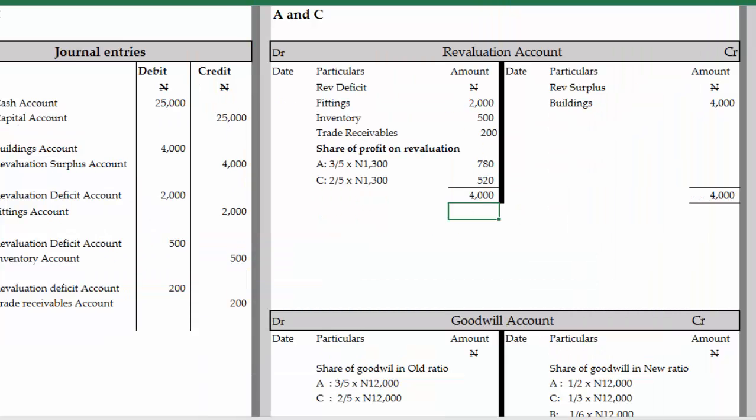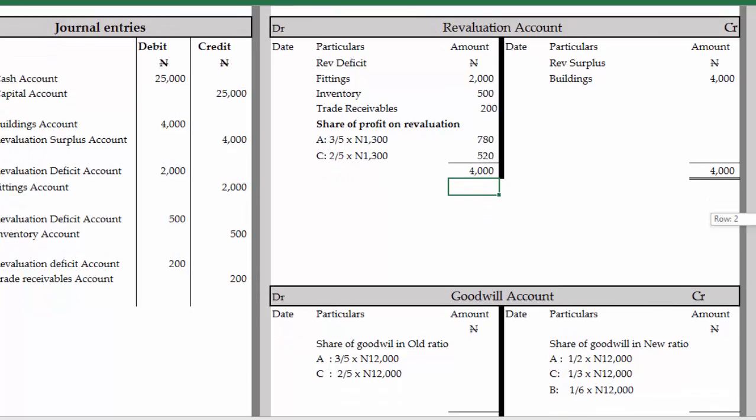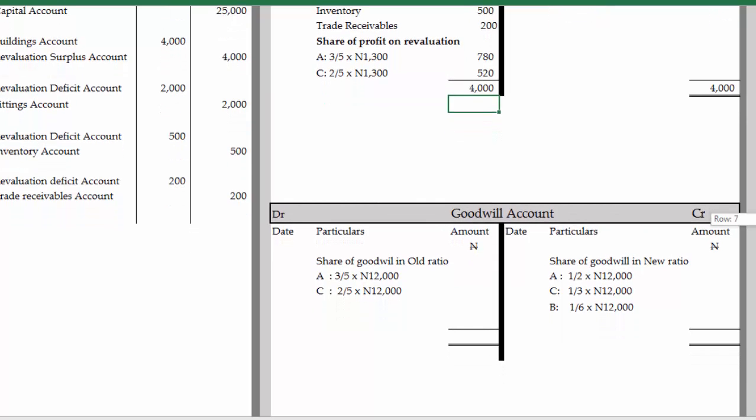Welcome back. Let's continue from the previous solution. Now we have our goodwill account.